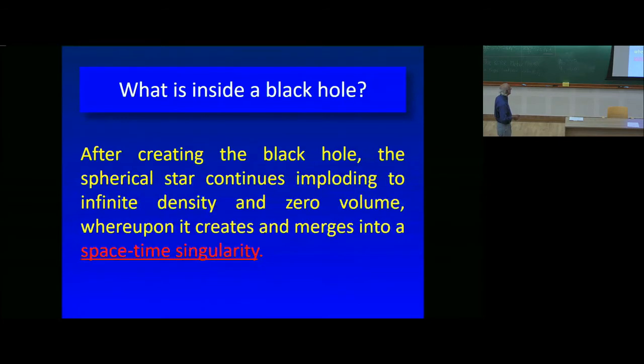Now, it's very clear in Oppenheimer and Snyder's paper, after creating the black hole, the spherical star continues imploding to infinite density and zero volume, whereupon it creates and merges into a space-time singularity. Now, everyone believed that this singularity is a manifestation of spherically symmetric collapse.